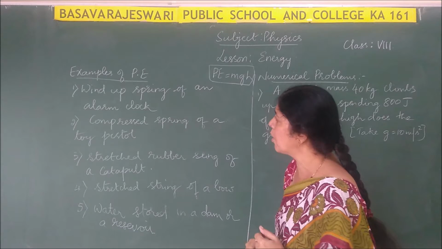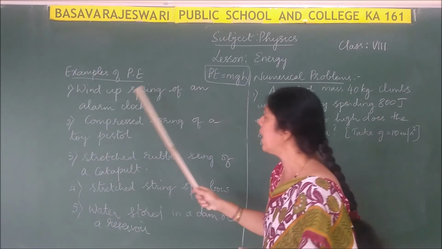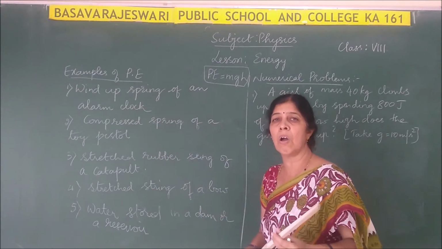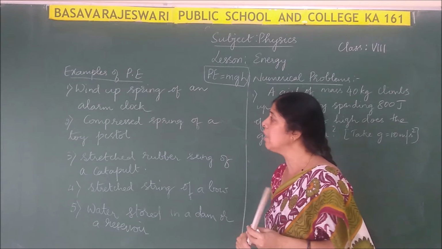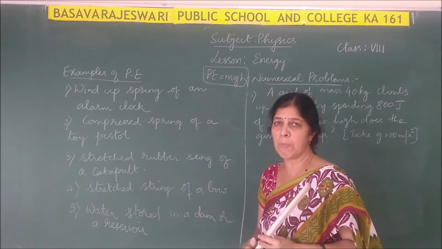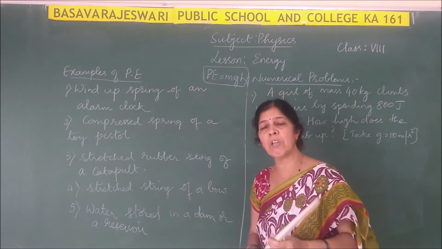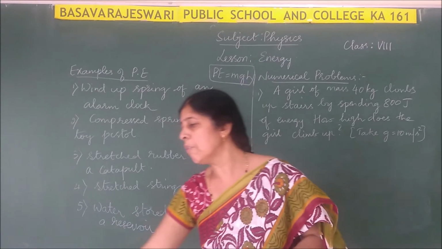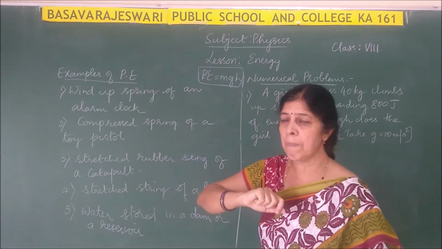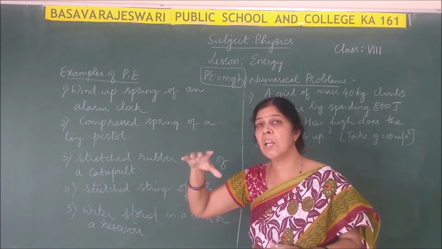Now I have some examples for you here. See, which are the examples of potential energy? First one is the wind-up spring of an alarm clock. So earlier we used to have an alarm clock to get up early in the morning. For that we used to wind up the spring of the clock. Of course, nowadays we are using our mobile phones only as alarms. So when we used to wind up the spring of an alarm clock, what we used to do? We used to apply our muscular energy in winding the spring. The muscular energy will be stored in the spring as potential energy.